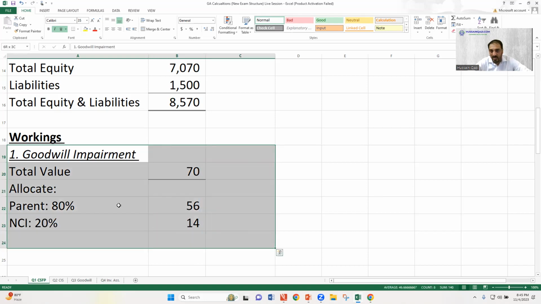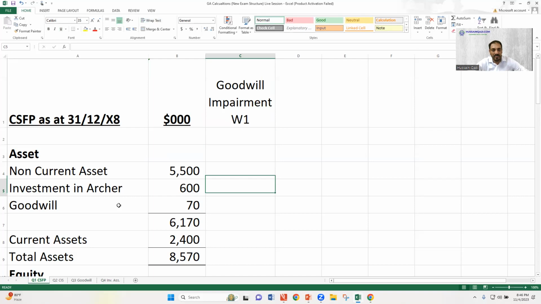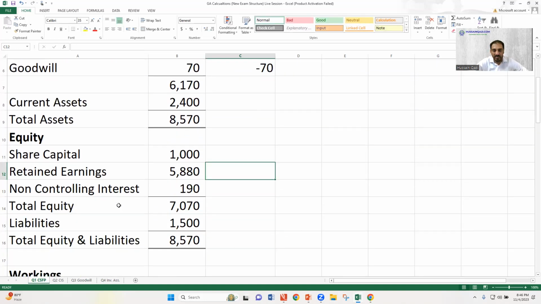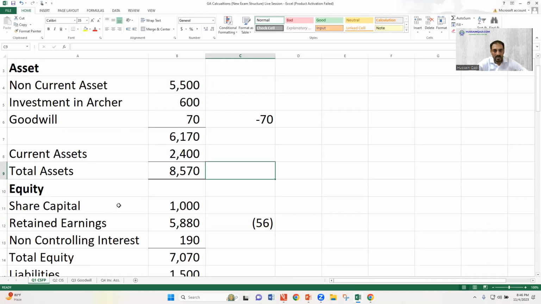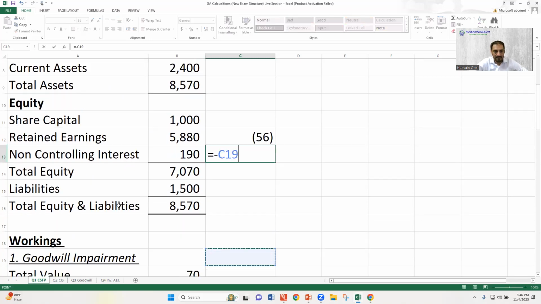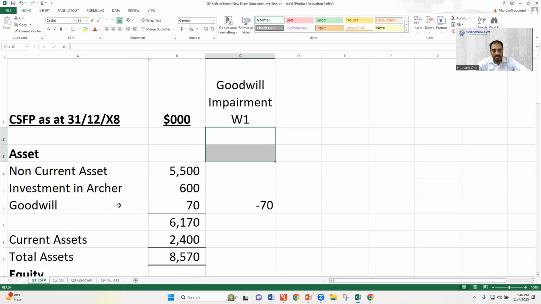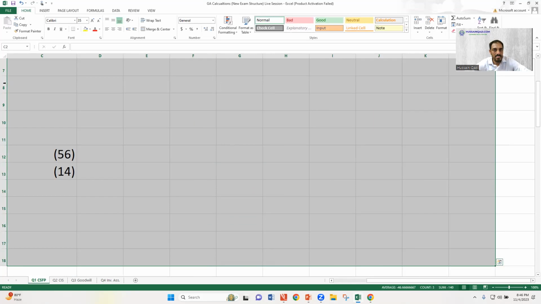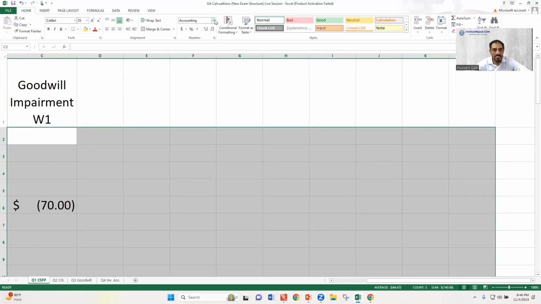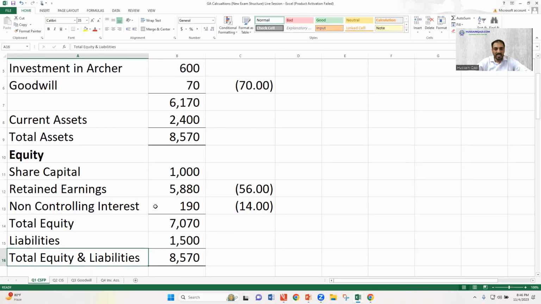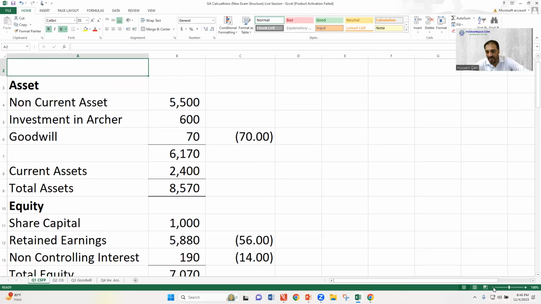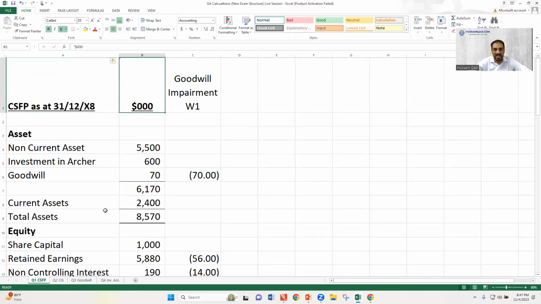So first you have made this working. Now you need to incorporate these adjustments promptly. So goodwill, you have to mention 70 minus 70, and adjustment minus 56. And NCI minus 40. So that's just the adjustment you have made here. I hope it's clear to all of you. It's very simple. Do reply to me. Is this clear, all of you?